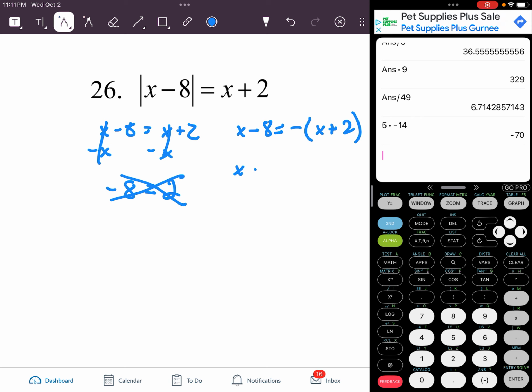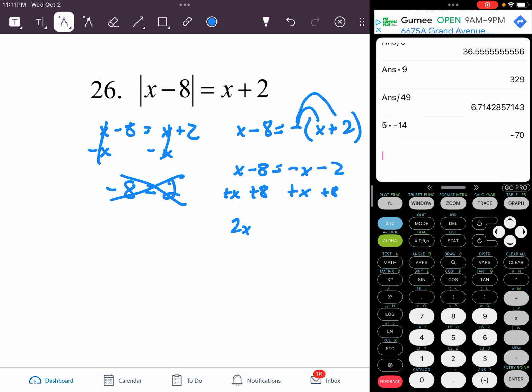The other one, we have x minus 8 is equal to negative times x, which is negative x. Negative times 2 is -2. So I'm going to add x and add 8. So I'm going to get 2x is equal to 6. Divide both sides by 2. X will equal 3. All right, now you do have to check this one because there is an x on the outside of the brackets.